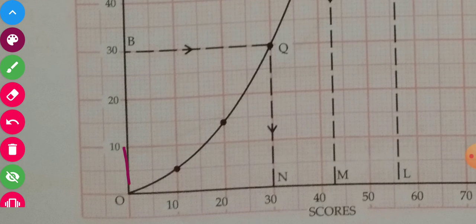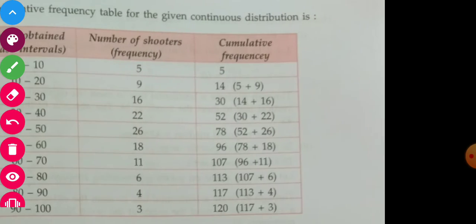Because from 0 to 10 there are 10 lines in this 1 centimeter box, each line resembles one number. Since it says 5, this middle line is 5, so this 5 is plotted on 10. For 10 we had the corresponding cumulative frequency as 5, so we have marked this point here. Let us see the next class.